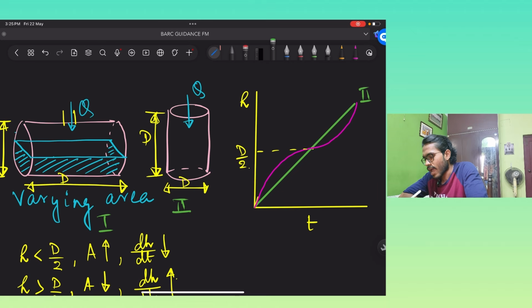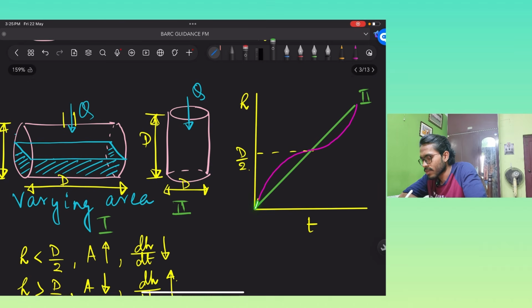Right? And again here also the slope has to be very high, because the area is very less. So at the end points, maybe the slopes will be similar. So this line and this line, they have to be similar.